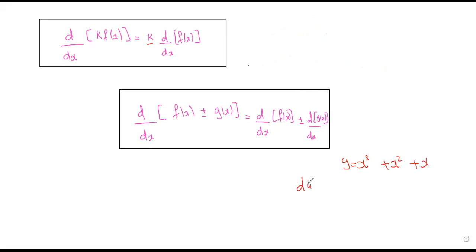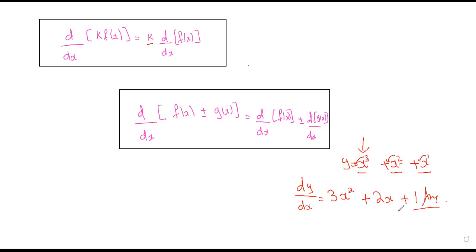For this case, dy by dx would be the derivative of this plus the derivative of this plus the derivative of this. So first we'll talk about x cube only. This is the old power that would come here, 3x square, plus this number would come here: 2x plus 1 is the power, so 1 would come here and it would become 1 only, right? So x to the power 1 minus 1 is 0, and that is the answer.